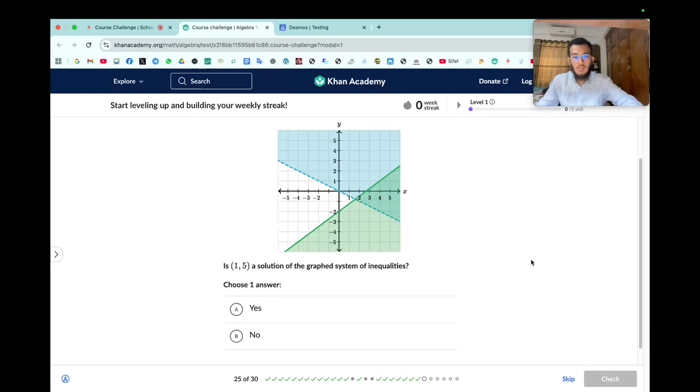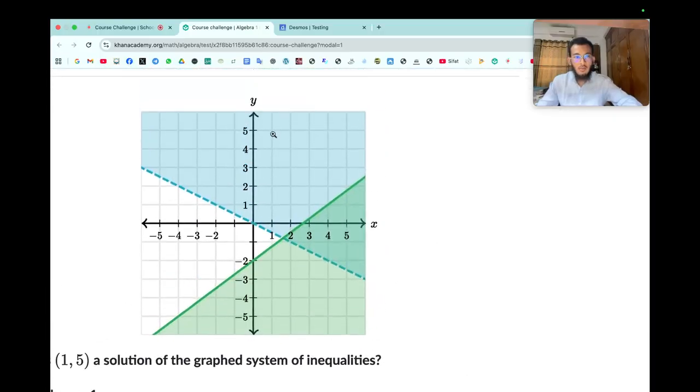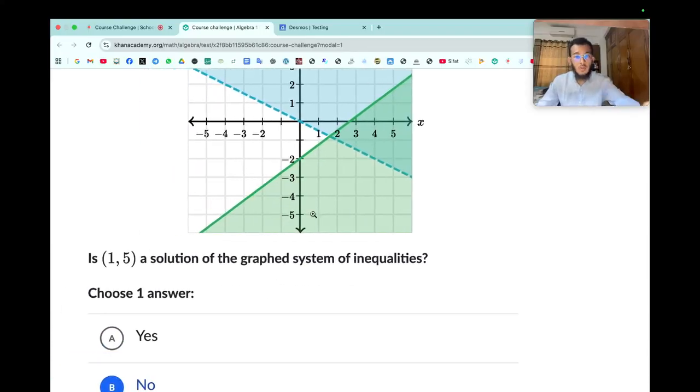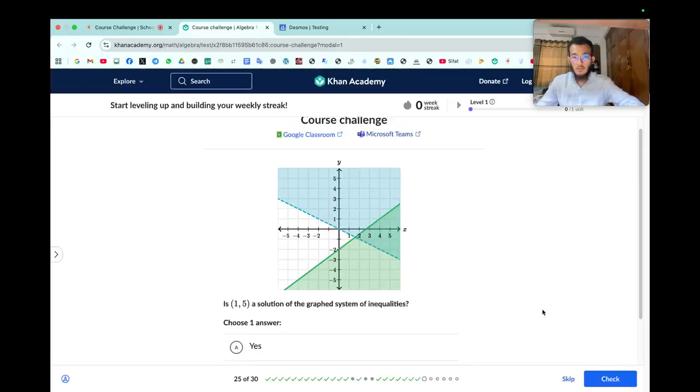Okay, is (1, 5) a solution of the graphed system of inequalities? So x value 1 and y value 5. No, it is not a solution. Why? Because in order for it to be the solution, it should be the intersection of both of those. Here we have blue shaded, here we have green shaded region. The only solution that would be accepted is if it is inside the green line and outside the blue line, because blue line is dotted and green line is solid. But (1, 5), x value 1 and y value 5, is here. It's not in there, so that's why it is not a solution.